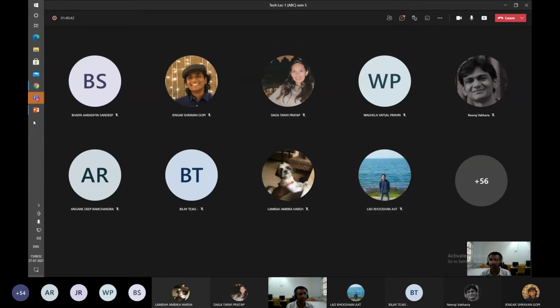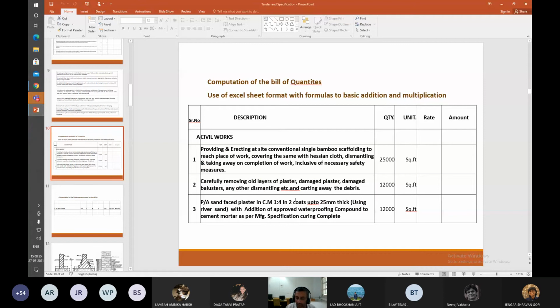Chalo, Bhushan, help me write the specification for laying of PCC. It will be written like this. Providing and laying of PCC.